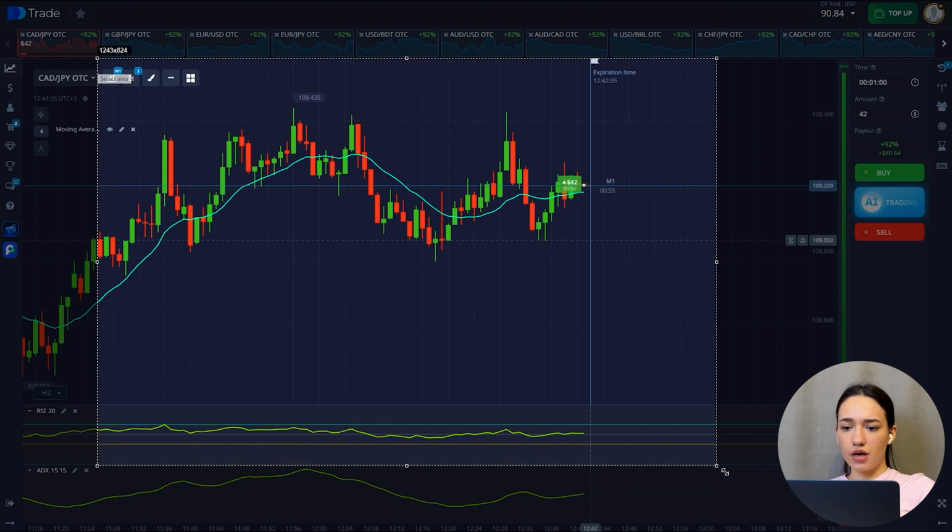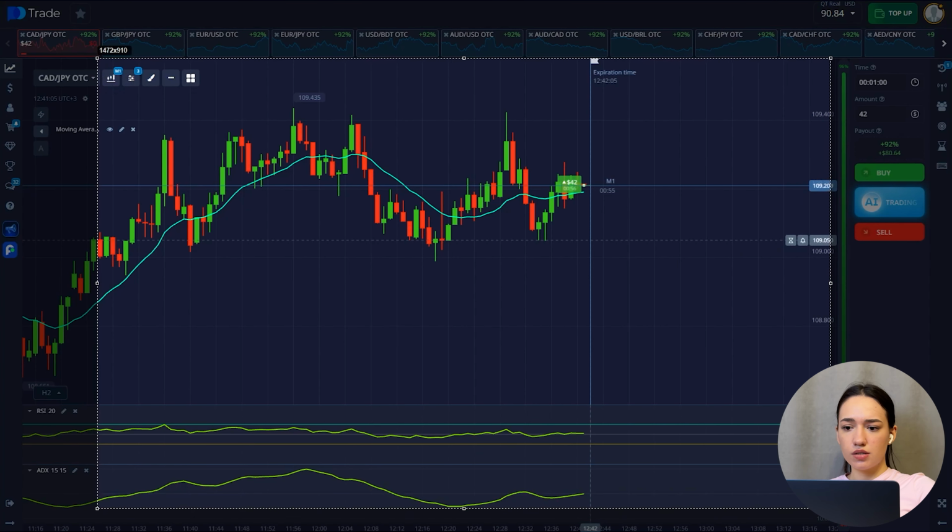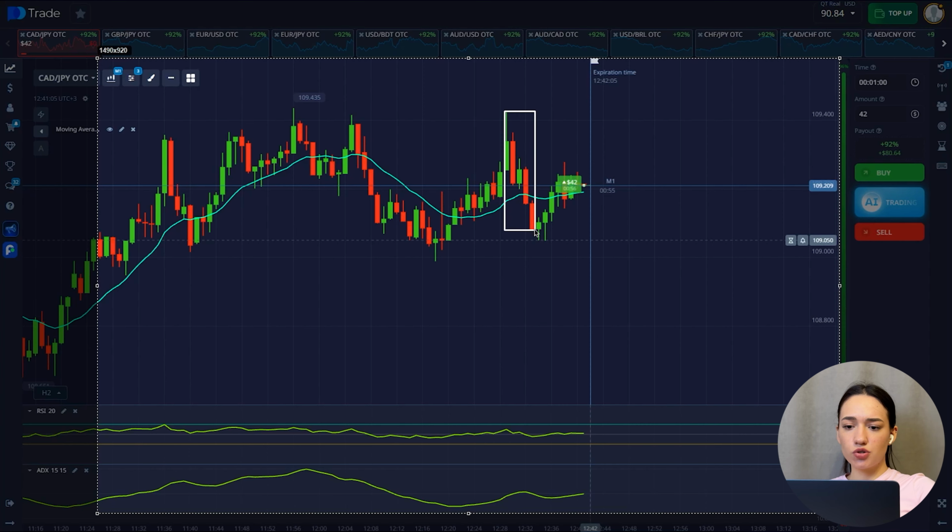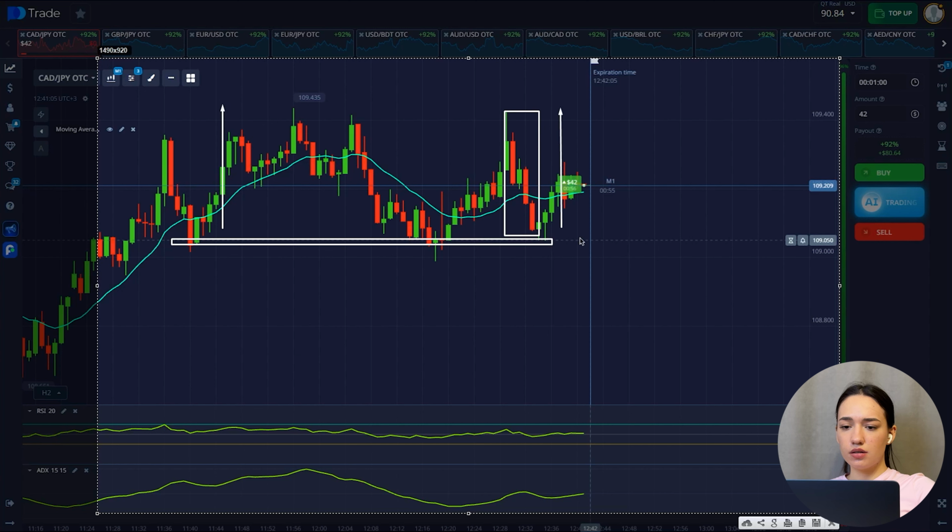So we'll highlight the area. Here we have strong bearish volume and a structural level acting as support, and a moving average crossing from below upward. That's our buy signal, guys, in this case.